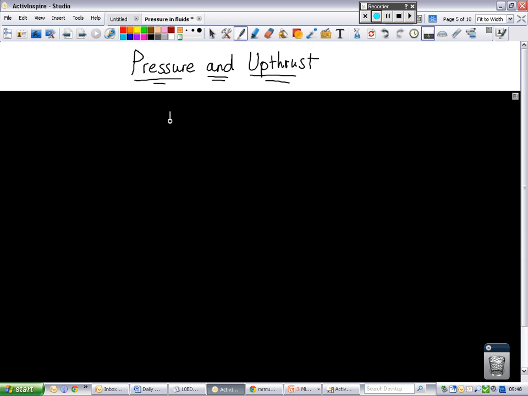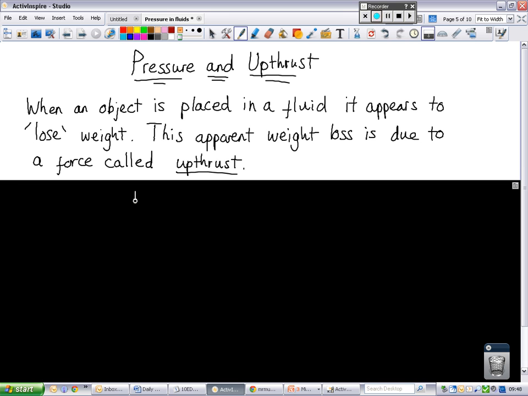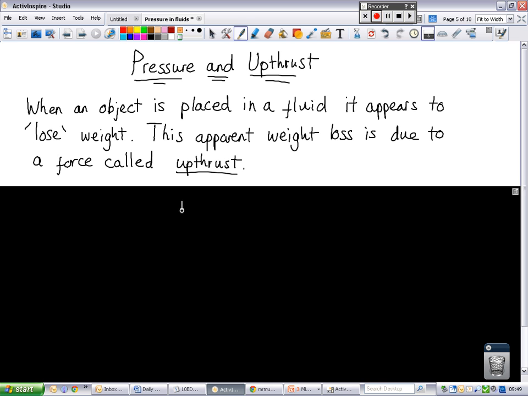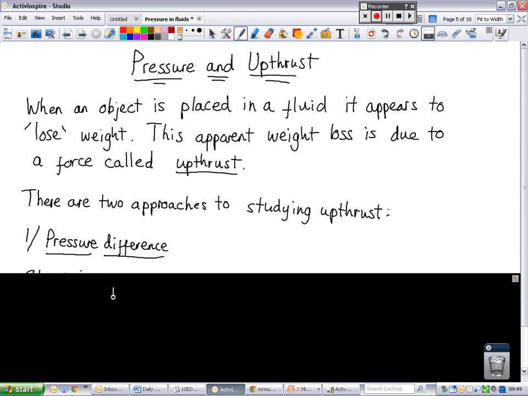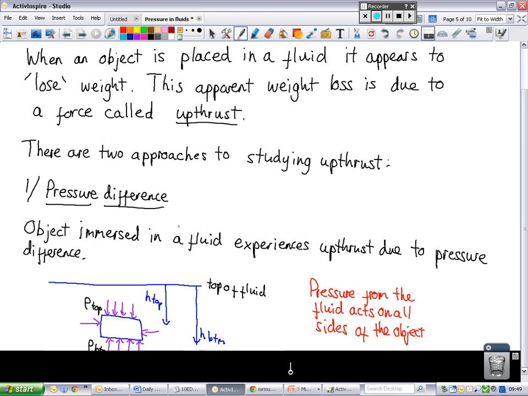So we use that to go on and talk about pressure and upthrust. The whole idea of pressure increasing as you go deeper in a fluid is how we create something called upthrust. Upthrust is what you experience when you're in water and you feel that you are lighter. I showed you a Newton balance with some masses in a fluid, and you could see the reading on the Newton balance change, so that the apparent weight is less, some weight is lost, and that's due to a force that we call upthrust. The first way that we looked at studying upthrust was via pressure difference.